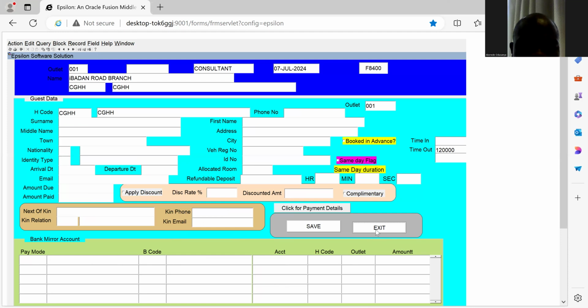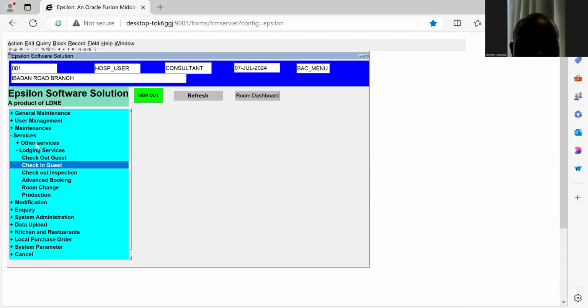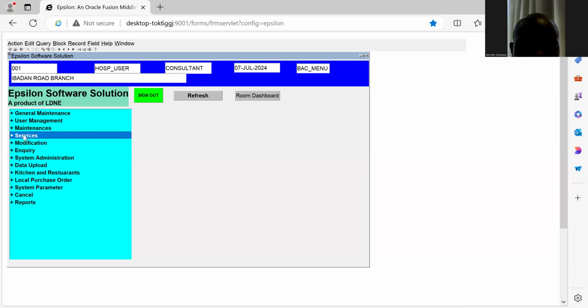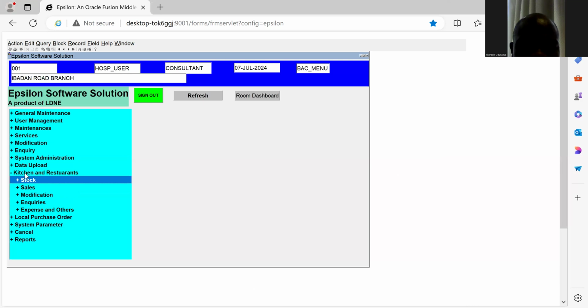Now, another thing I want to show us is after you check in a customer, the customer can also call for a transaction. Customer can come for purchase of items, either from a restaurant or from the kitchen. And that leads us to, under kitchen and restaurant, we have sales. This sales can be in terms of room service, where you stay in your room, you order for items, and they bring it to you. It's called room service. Use this option.